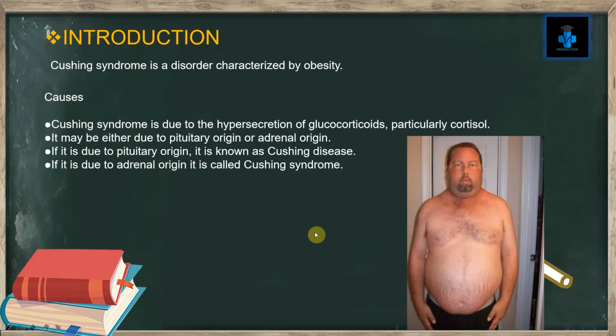Introduction. Cushing syndrome is a disorder characterized by obesity. This is how a typical patient will be looking like. Causes. Cushing syndrome is due to the hypersecretion of glucocorticoids, particularly cortisol. It may be either due to pituitary origin or adrenal origin. If it is due to pituitary origin, it is known as Cushing disease. If it is due to adrenal origin, it is called Cushing syndrome.